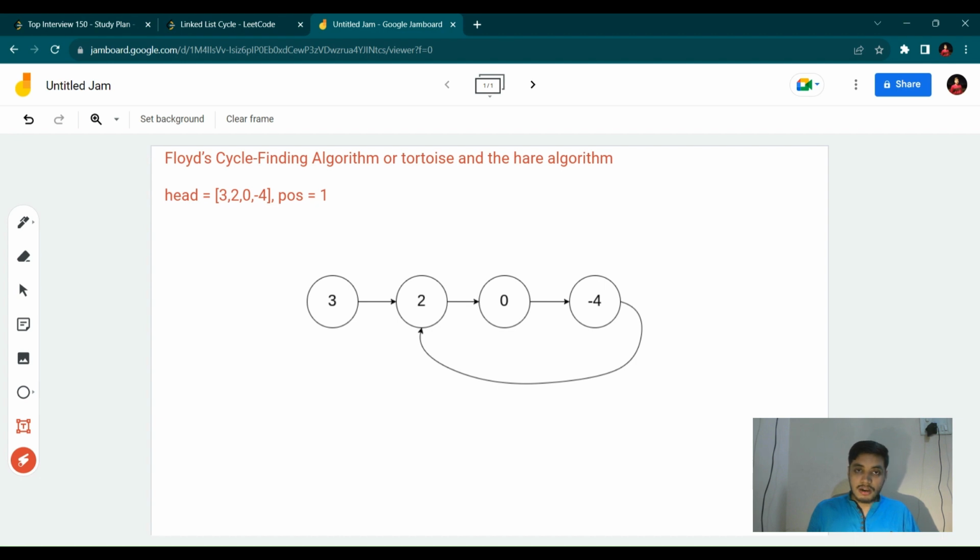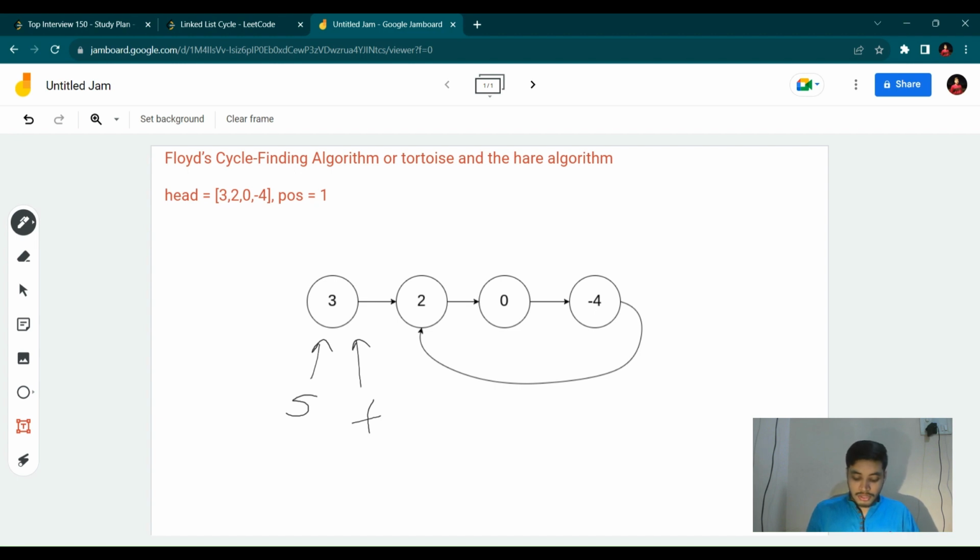Now let's see how this is going to work. We are going to take two pointers. The first is going to be a slow pointer S, and the next is going to be a fast pointer, let's call it F. Let's assume that these two pointers start at the starting position, where the race is going to start.